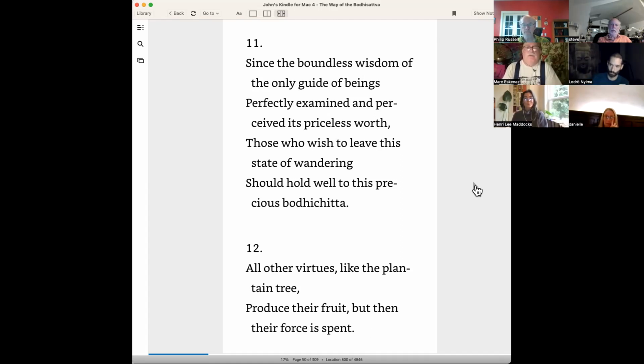Since the boundless wisdom of the only guide of beings perfectly examined and perceived its priceless worth, those who wish to leave this state of wandering should hold well to this precious bodhicitta. The only guide of beings is reference to the Buddha, who perfectly examined and perceived bodhicitta's priceless worth, awakened mind's priceless worth.